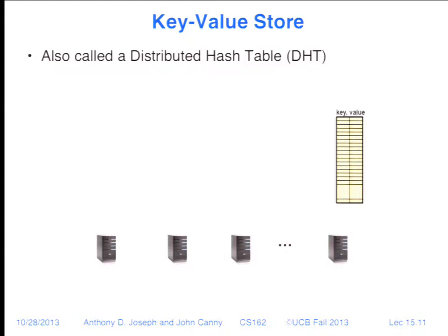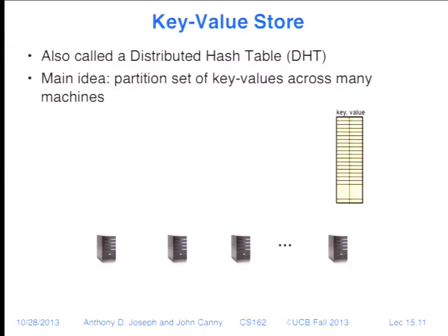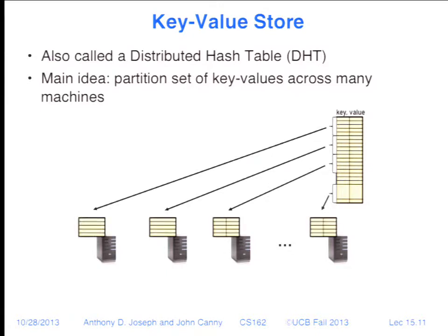All right, so a key value store is also called a distributed hash table. And the idea is to be able to store the set of key value pairs and actually keep the storage across many machines. And right now the directory will be on one machine. Later on we'll figure out how to try to distribute the directory as well. So conceptually we have a single key value table, and the actual pieces of it are going to be distributed across machines like this.